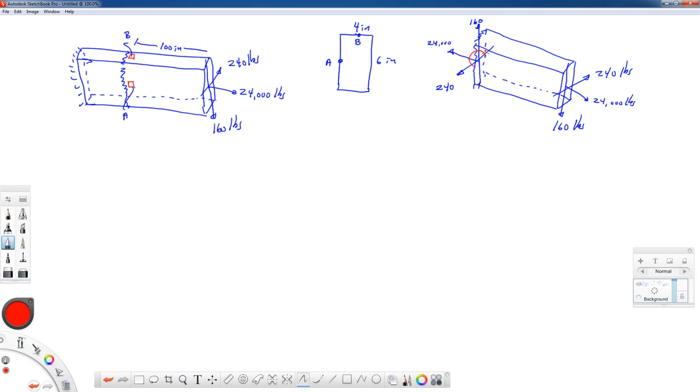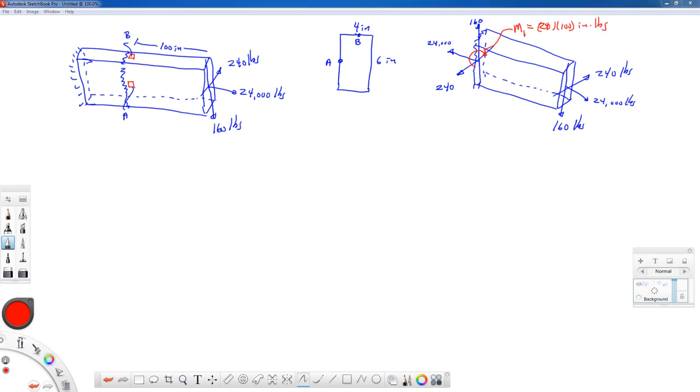It's putting the back side in compression and the near side in tension. I'm going to call this moment M1. Okay, that's going to be 240 pounds times 100 inches.